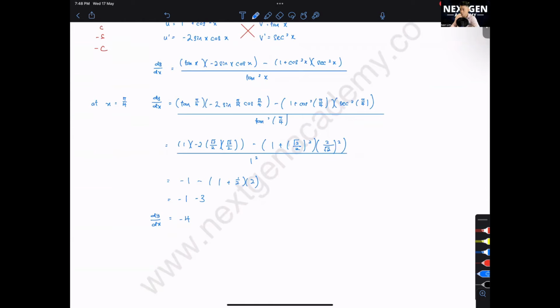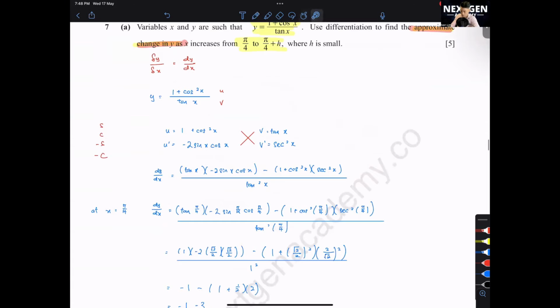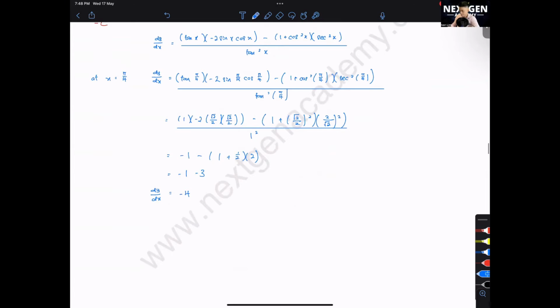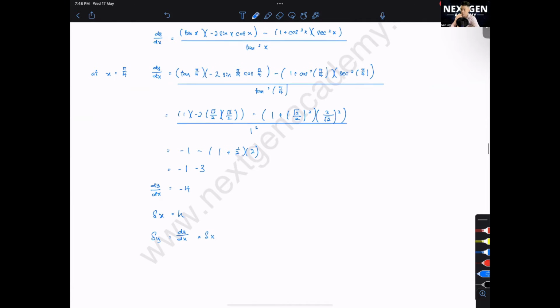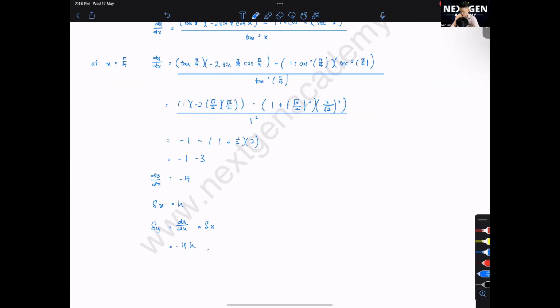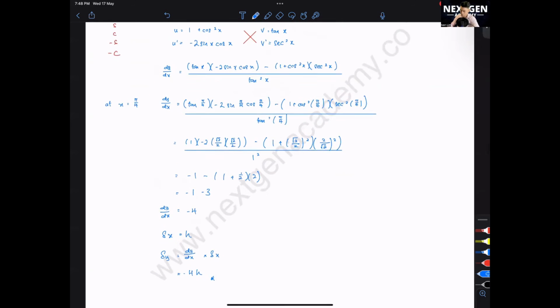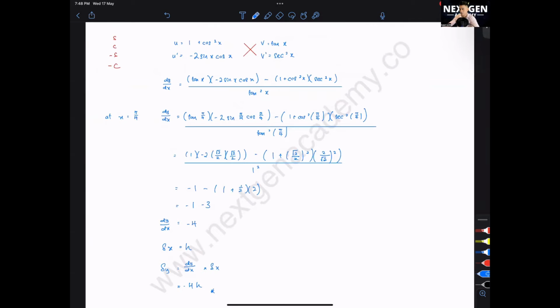We got our dy over dx already. Then we need to find our delta x, right? This one, as x increases, delta x is new x minus old x, which you will get h. You can just write h. Therefore, delta y is dy over dx times delta x, which is equal to negative 4h. I'll send this to you all later as well. Did everyone get this? Negative 4h. Okay, good, all good.